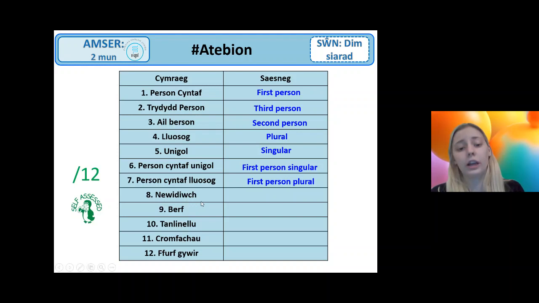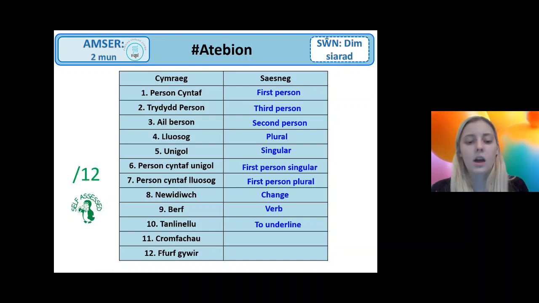Newidwch, which you should have seen maybe in GCSE, is change, so they may actually just change or switch from the first or third person. Berf is verb, so they might ask you to correct the verb form. Tanlinellwch is to underline, okay? And always think the word line is in Tanlinellwch, which is to underline.